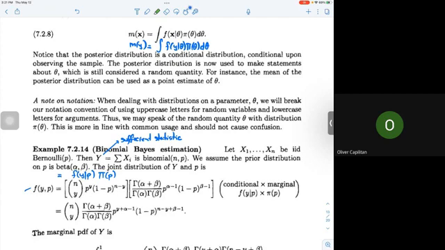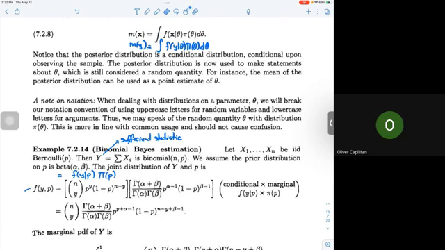And then since p has a beta distribution with parameters alpha, beta, then this is its distribution. So we have here gamma of alpha plus beta divided by gamma of alpha, gamma of beta. Then we have p to the alpha minus 1, 1 minus p raised to beta minus 1.